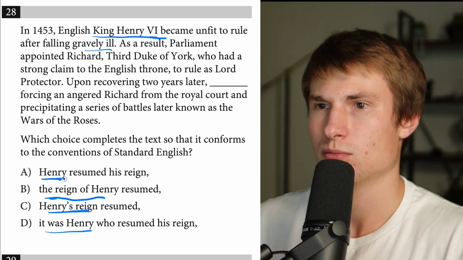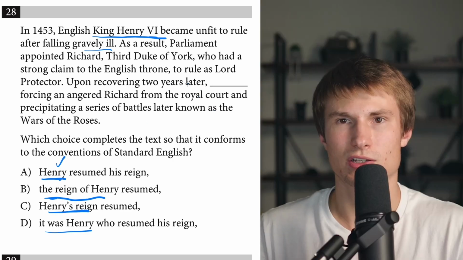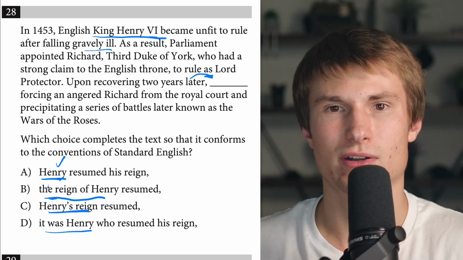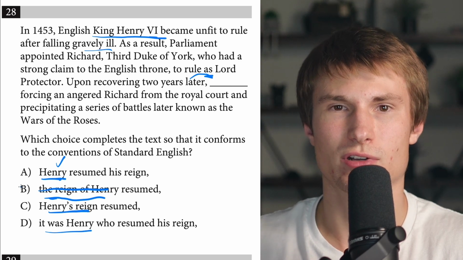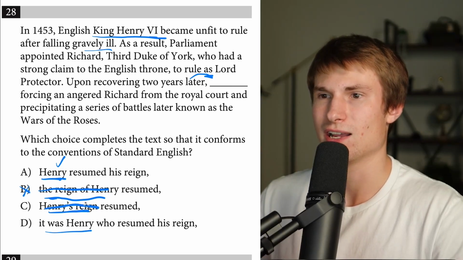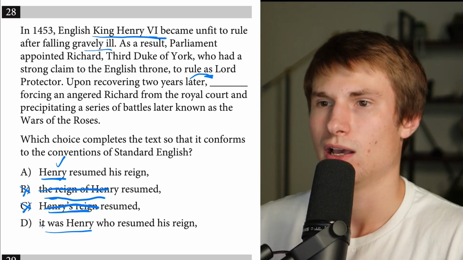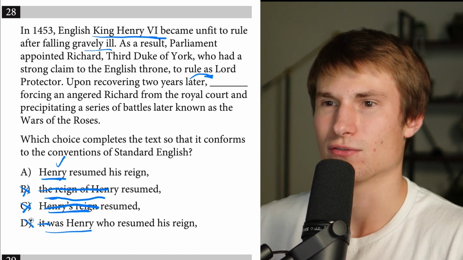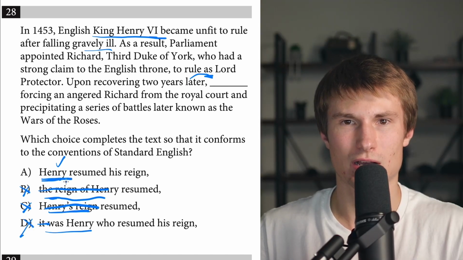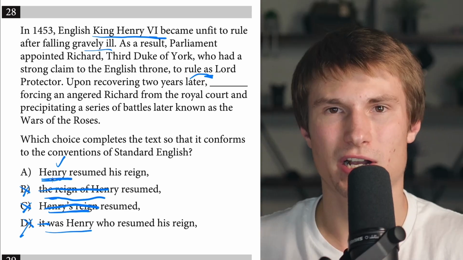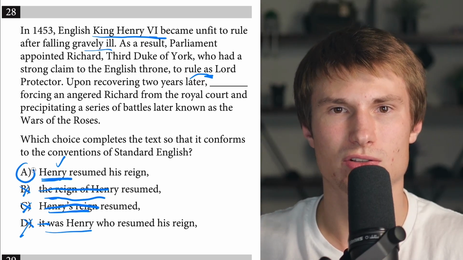So we have option A, Henry, which is the subject that this introductory modifier is modifying. Okay, we have option B, the reign of Henry. It's not the reign of Henry that is recovering 2 years later. It's not Henry's reign that is recovering 2 years later. And it's not "it" that is recovering 2 years later. It is Henry himself. Okay, so we need to have the correct subject after the introductory modifier, so our answer there has to be answer choice A.